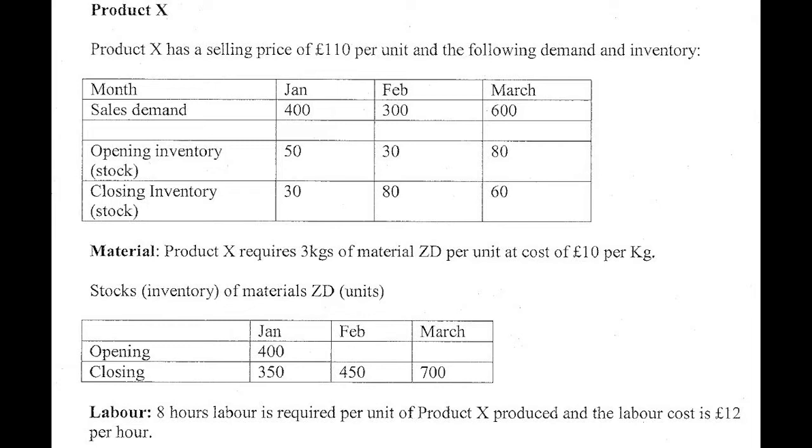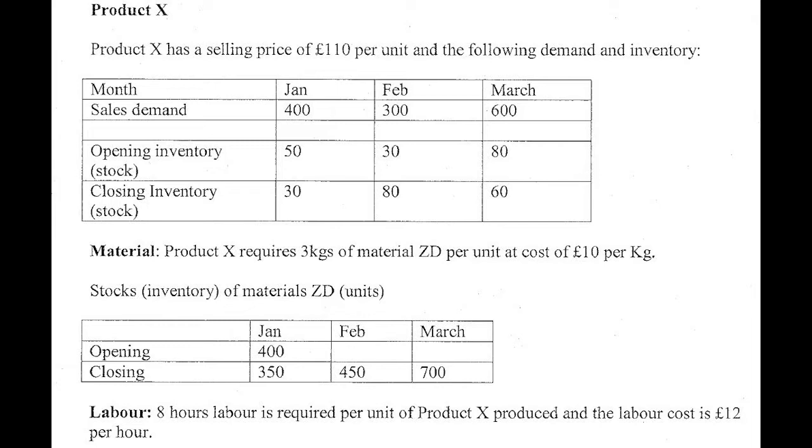Product X requires 3 kg of material ZD per unit at a cost of £10 per kg. Stock inventories of material ZD units are 400. There's nothing for February and March. And closing is 350, 450, and 700. There's a reason why there's nothing there.